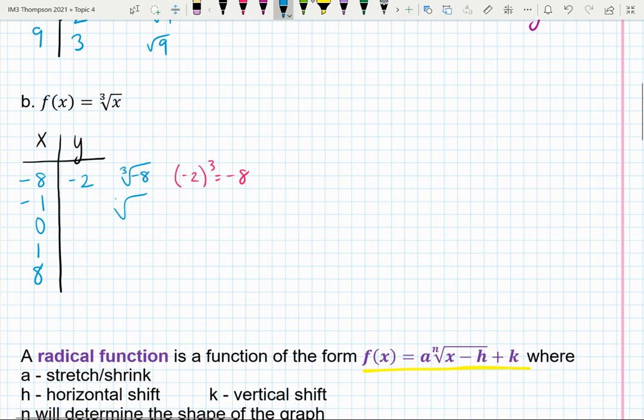All right, and similarly, when I take the cubed root of -1, I just get -1 because -1 times -1 times -1 gives me -1. The cubed root of 0 is 0. The cubed root of 1 is 1. And then the cubed root of 8 is 2. Now I can look at bigger numbers. This will give me enough of an idea.